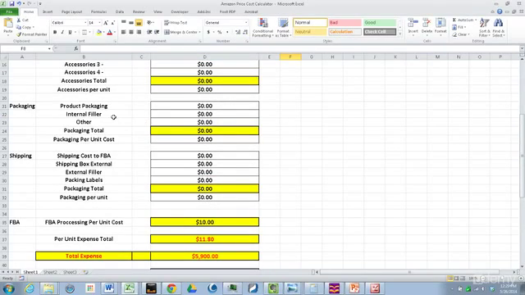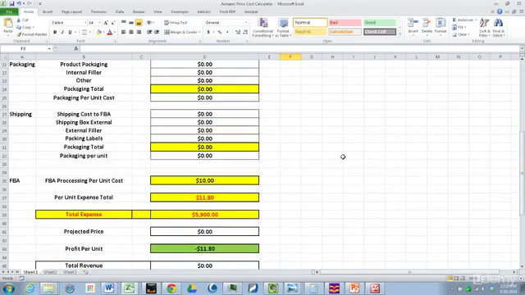Product packaging is $0. Internal filler, that's if you're using a box of some sort, $0. Labels or anything else is $0. So my packaging unit cost is $0. Now, shipping. Let's talk about shipping for a second.